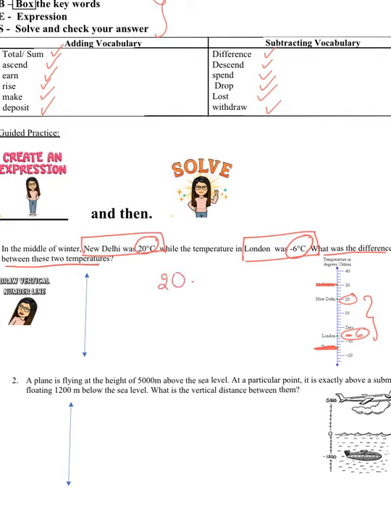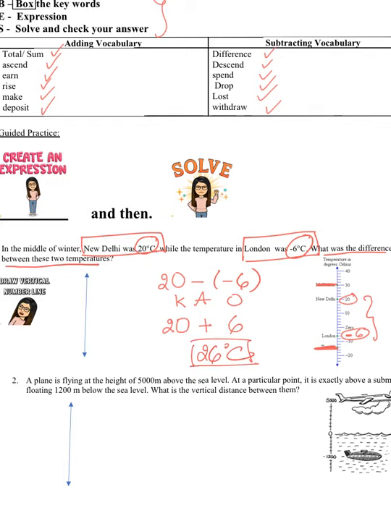20 minus -6. So this is subtraction, so I'm going to use KCC. Keep the first number, change subtraction to addition. What is the opposite of -6? Just 6. So the difference between those two capitals is 26 degrees.